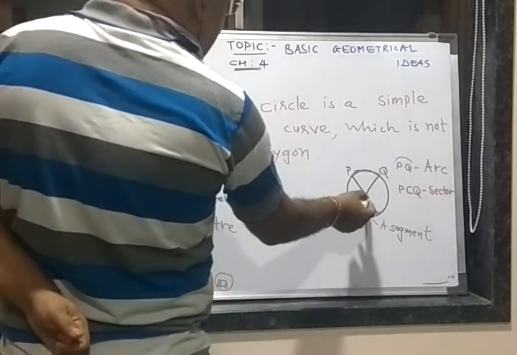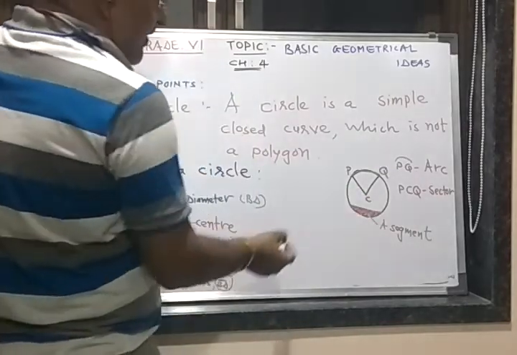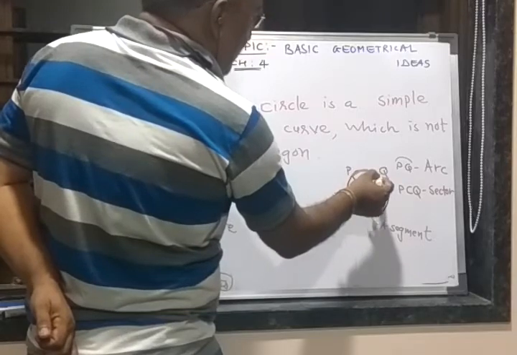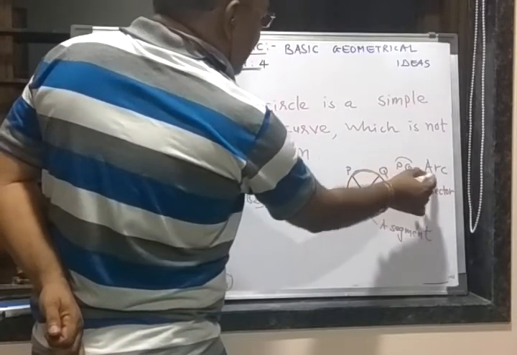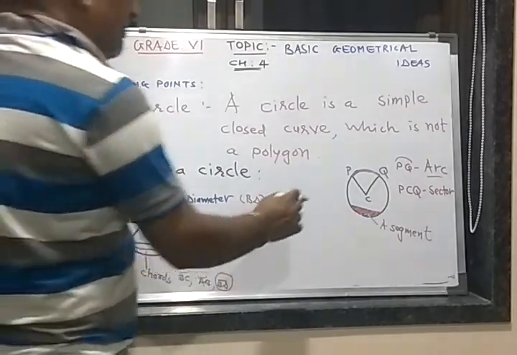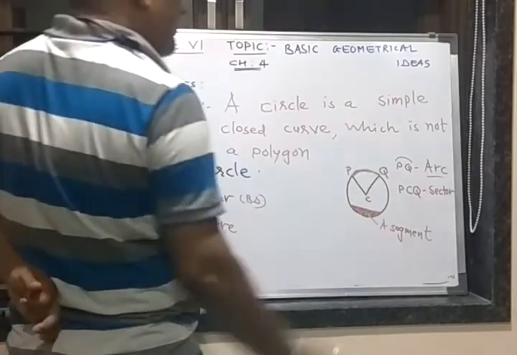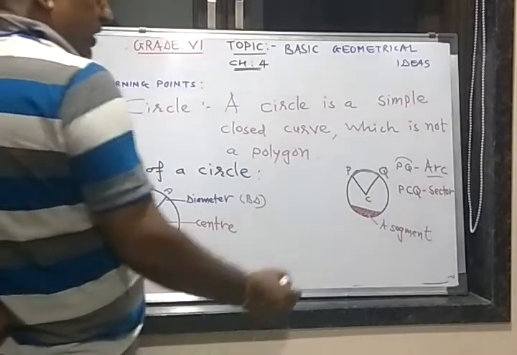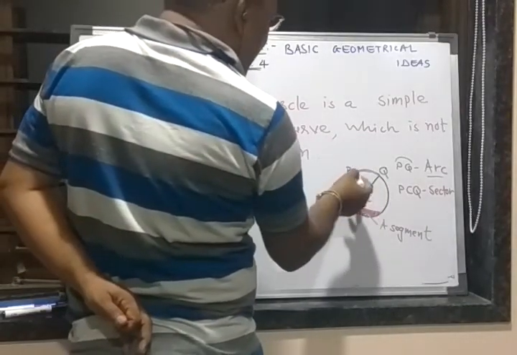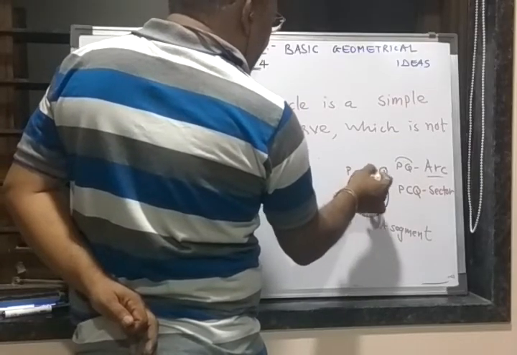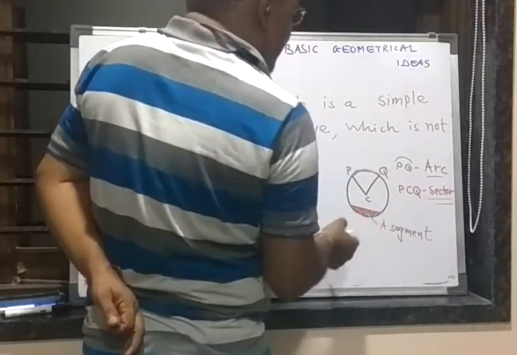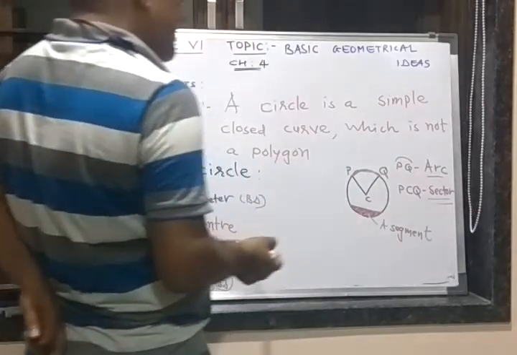Now here you see the circle having the center C. Now this PQ is a small curve. It is known as an arc of the circle. So an arc is a part of the circle. Now PCQ: when two radii join the two ends of the arc of the circle, they make a sector. So PCQ is a sector.